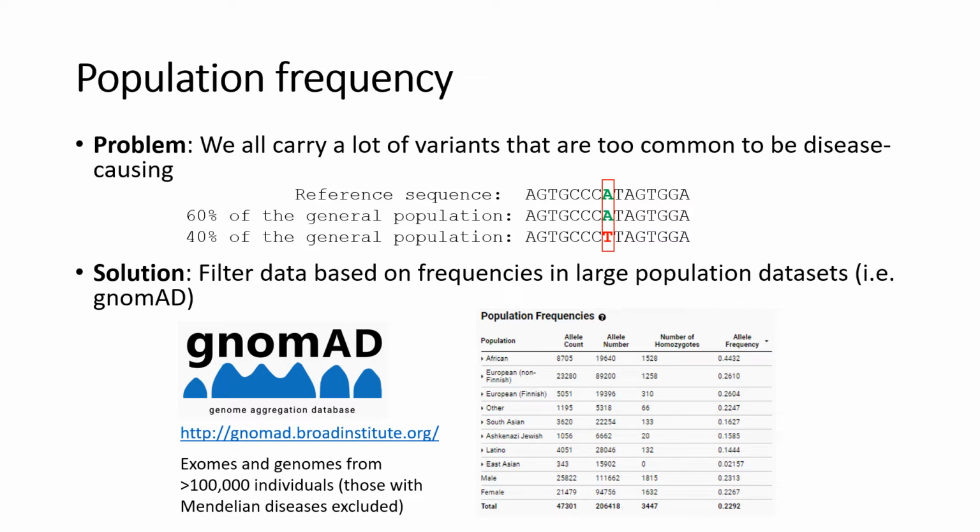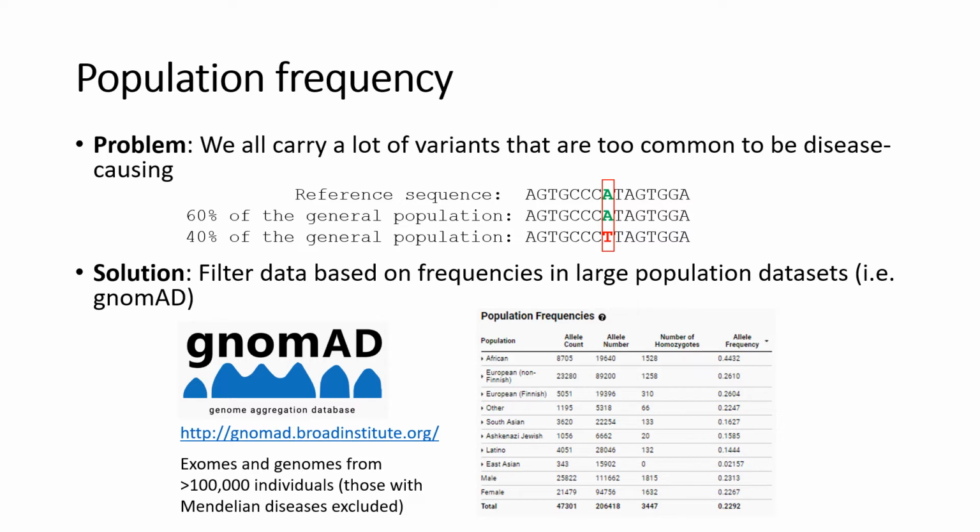But given that 40% of the general population has that change, it's very unlikely to be disease causing. So we use large population data sets like gnomAD typically to filter based on frequency, and I'm not going to spend a lot of time on gnomAD as Anne has already introduced it, but this is a quick screenshot of the type of data you might find in gnomAD.